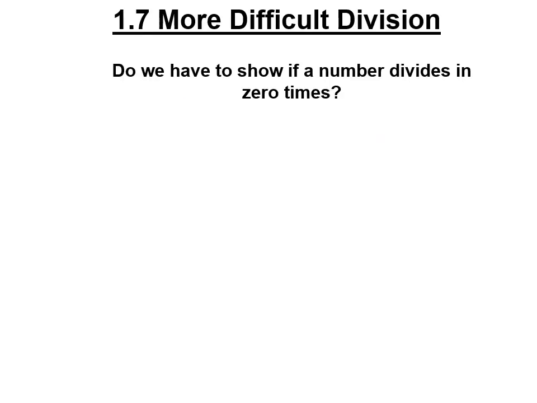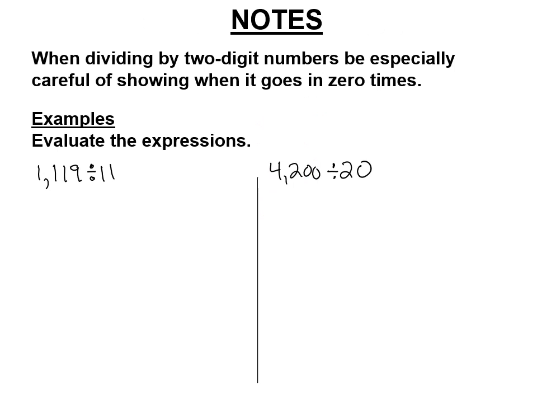Do we have to show if a number divides in 0 times? Yes. You skip over it when it's in the front, but when it's in the middle of the number, no, you don't skip over it. Or if it's at the end, you don't skip over it.